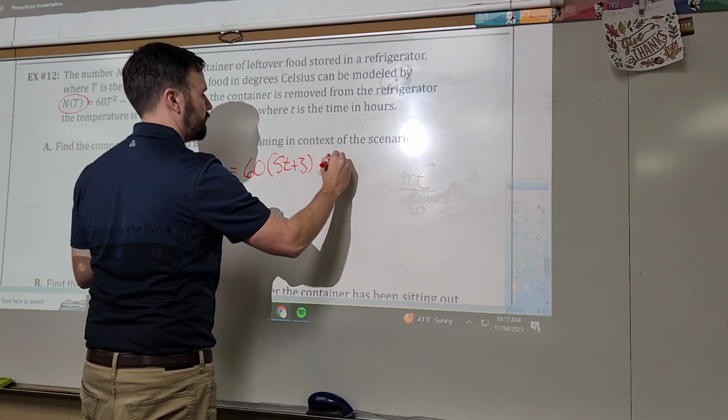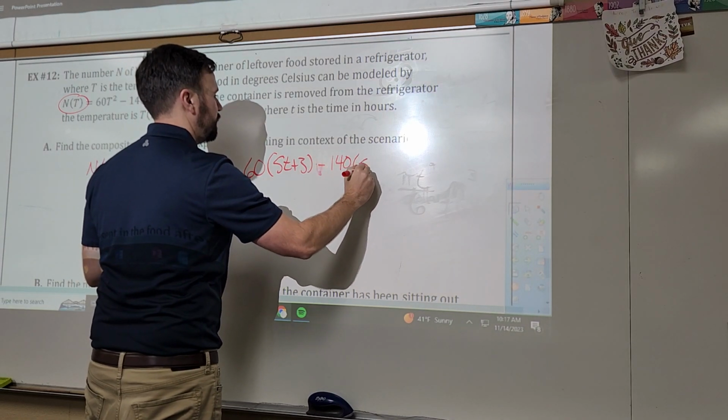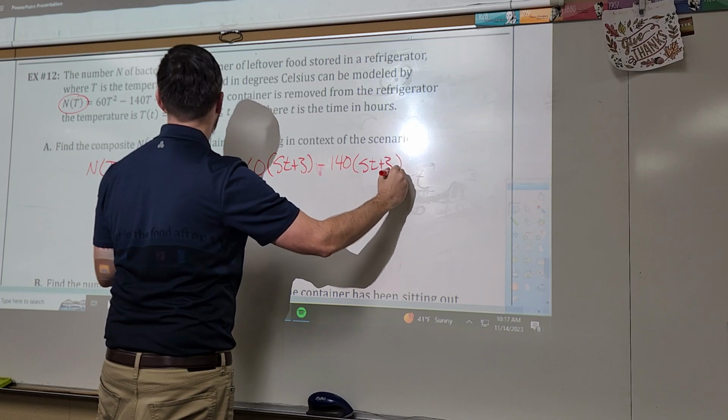This is actually Newton's law of cooling. If you want to learn more about that, we might actually do it this year.